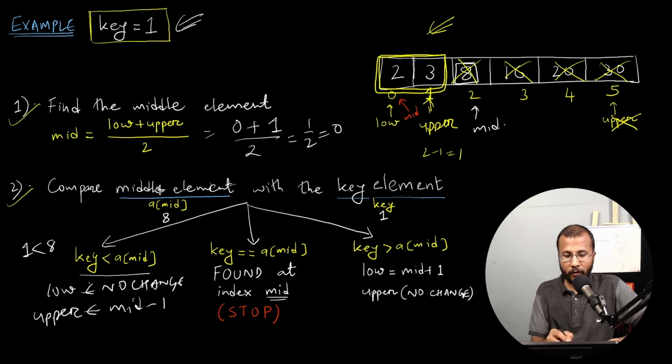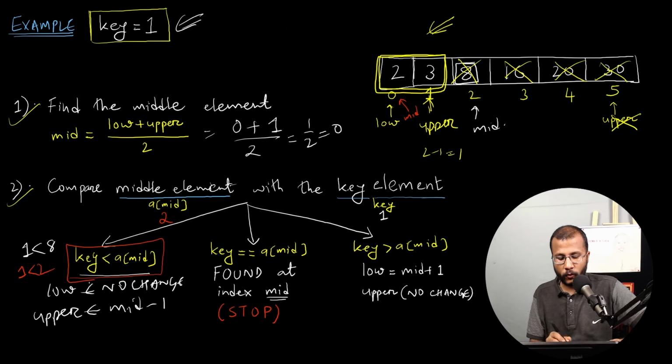Now I find out what A mid is. What is there at the mid index? A mid, mid is 0. A0 is nothing but 2. So the middle element is 2. And what is the key element? Key element in this case is 1. Now you compare where it falls. Key is 1, and 1 is less than 2, the mid element. So it comes to case 1, that is key is less than A mid, the middle element.